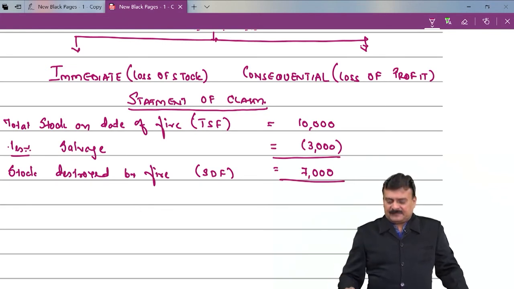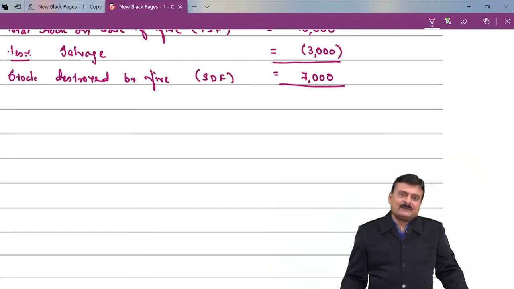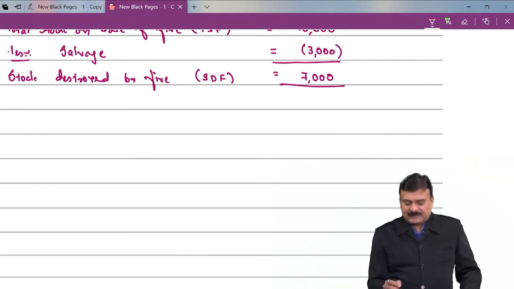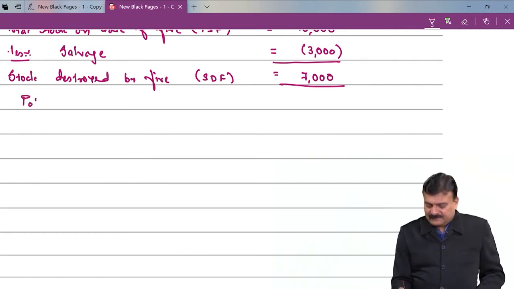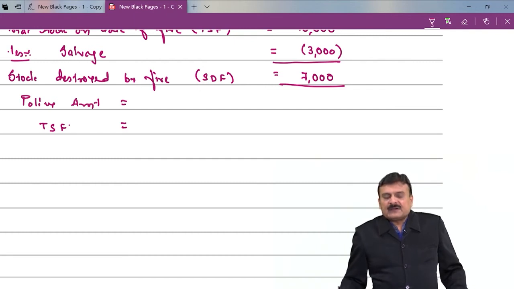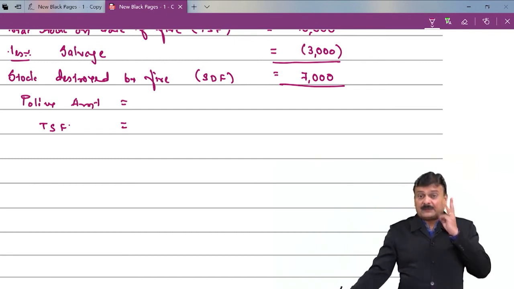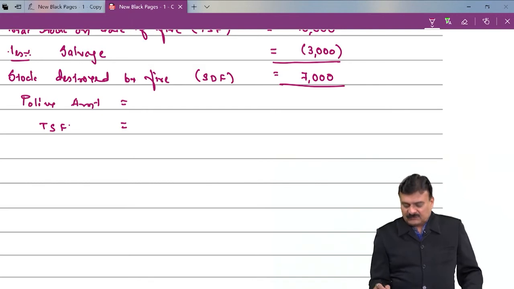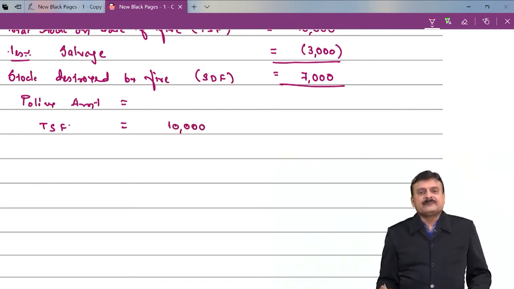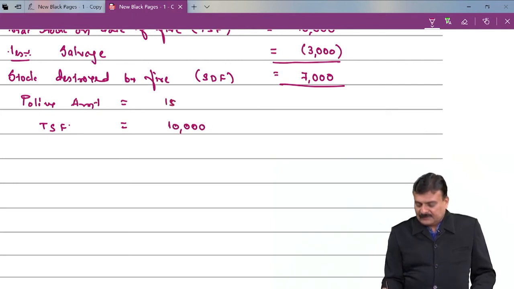Before passing the claim, the insurance company will verify what amount of policy he possesses. So the next step is to compare the policy amount, and the policy amount will be compared with the value of the asset. Value of asset is nothing but total stock on date of fire. Let's try to find out. Three cases are possible here. What is my total stock on date of fire? It is 10,000.